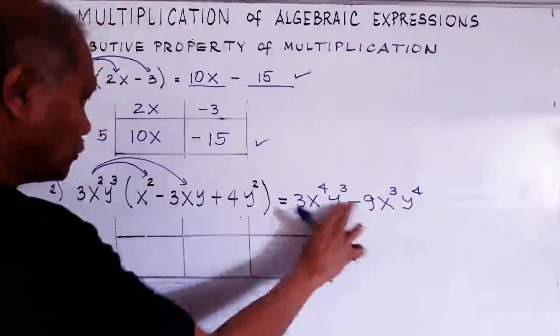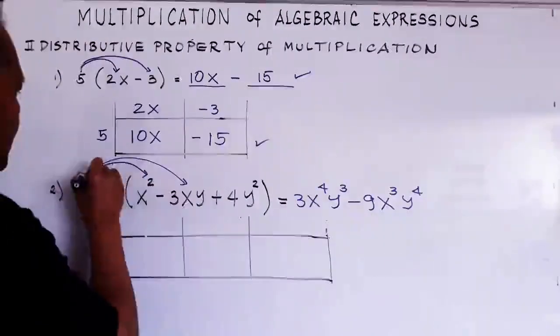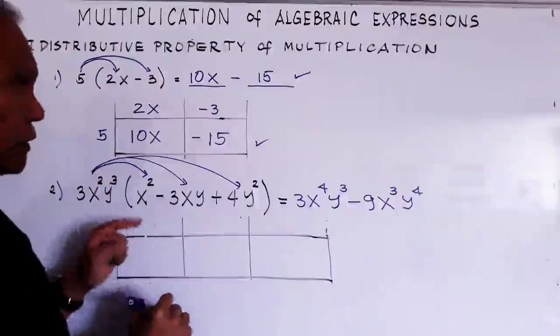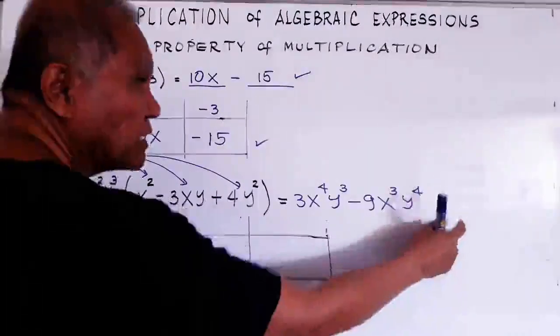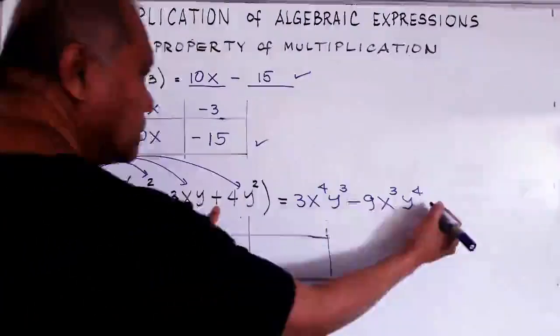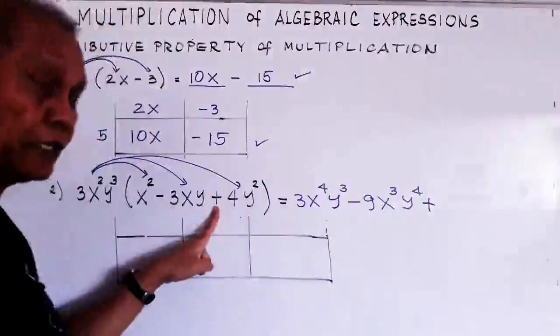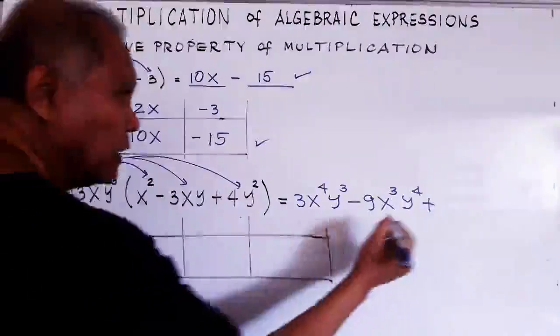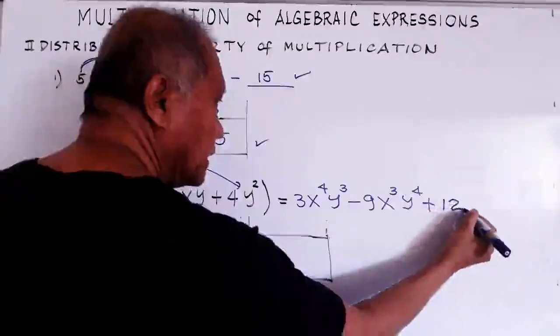Okay, 1, 2. So we're finished with the second one. Let's have the third one. Sign first. Don't forget the sign because we cannot put our answers there without the plus or minus. But it's plus. So we have plus here. Okay. So we have 3 times 4 is 12 here.